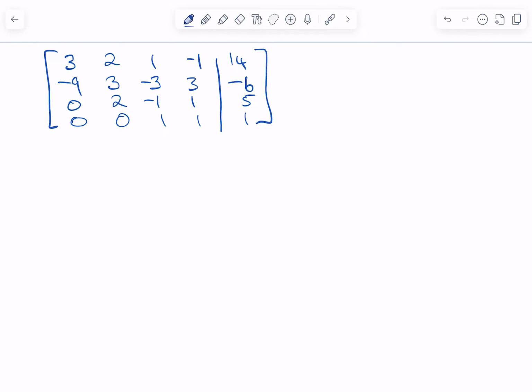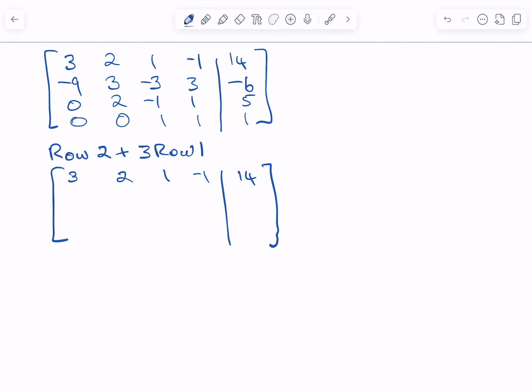The first thing I'm going to do to get a 0 here is add 3 lots of row 1. So I'll have row 2 plus 3 lots of row 1. All the other rows will stay the same at this stage. So row 1 stays as 3, 2, minus 1, and 14. Row 2 then becomes minus 9 plus 3 lots of 3, or 0. 3 plus 3 lots of 2, which is 9.